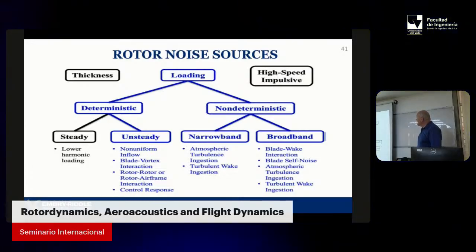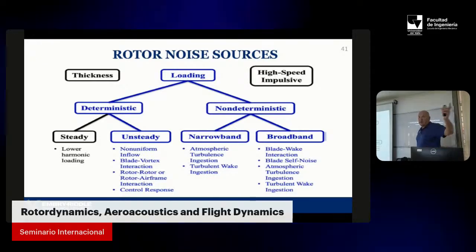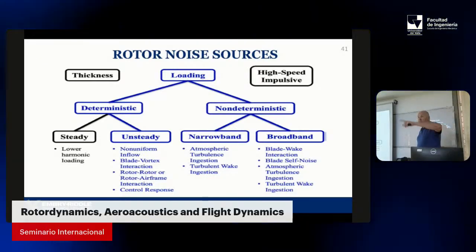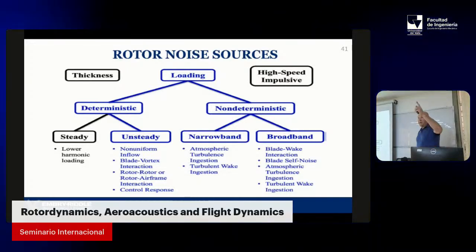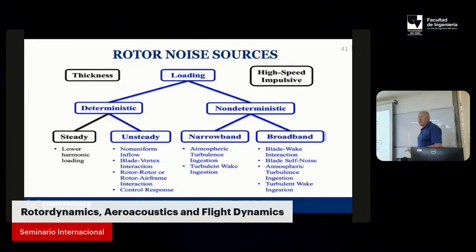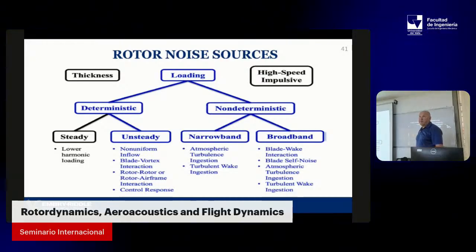So typically when we talk about the noise signature, if you're an observer sitting somewhere and you look at the Fourier spectrum, you will typically see the tone, which is called narrowband. So it's narrowband tones, which again used to be just one single BPF for the helicopter.